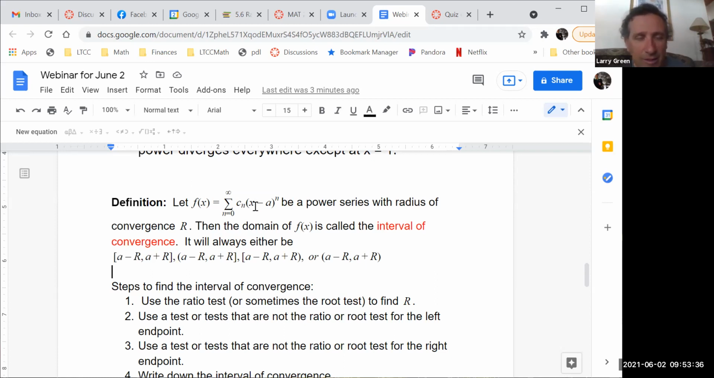Because a power series, you can talk about it converging or diverging. If it diverges, you don't get a number. You get infinity or something worse. If it converges, you get a number. And the definition of domain means that you plug in and you get a number. If you're not in the domain, it means you plug in and you didn't get a number. So that's why domain and interval of convergence are the same thing. Any questions on this definition or theorem, I guess? Any questions?